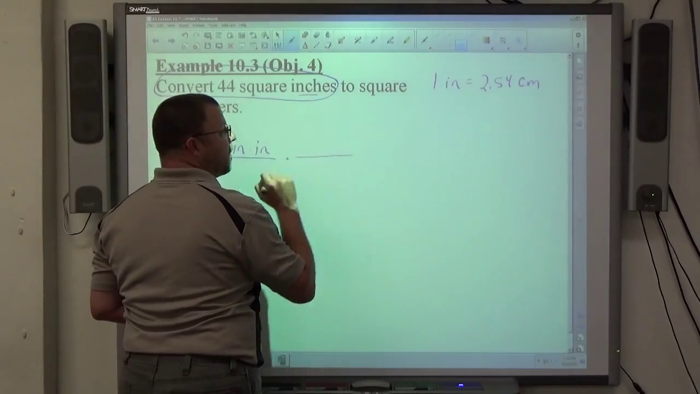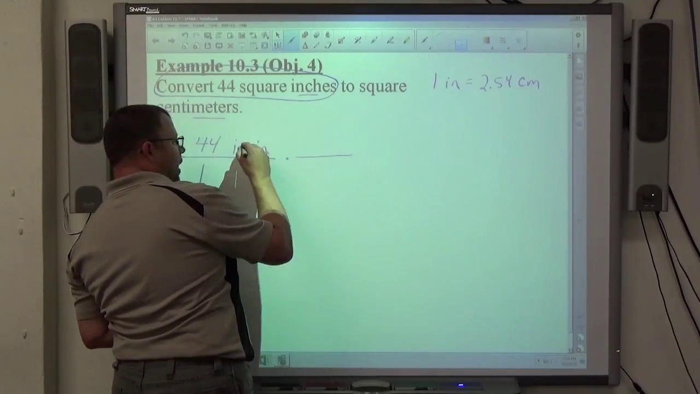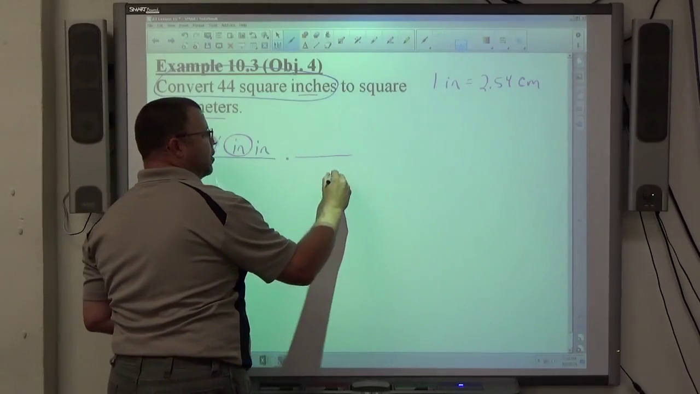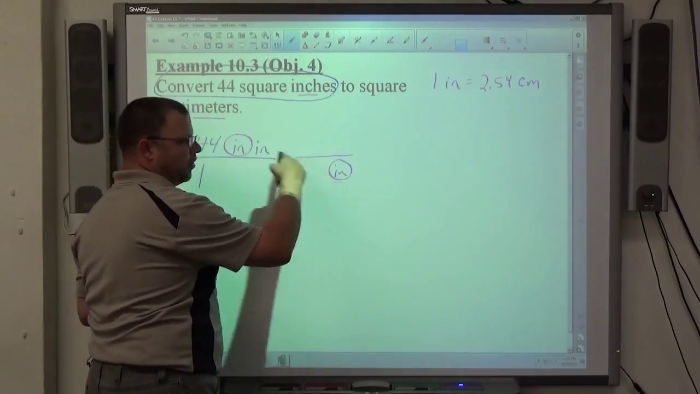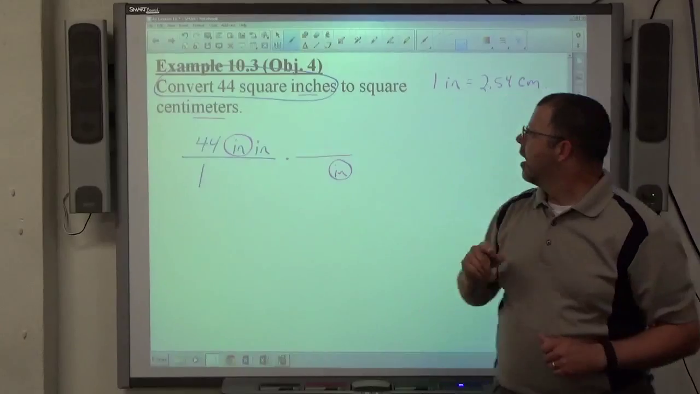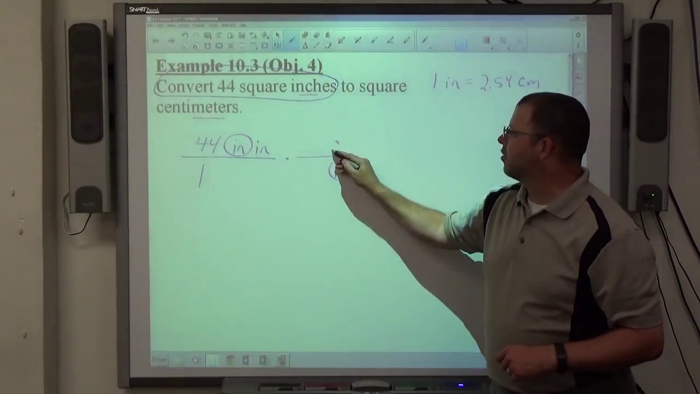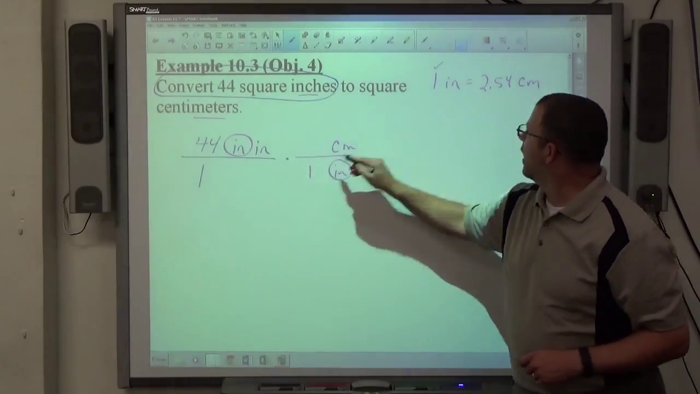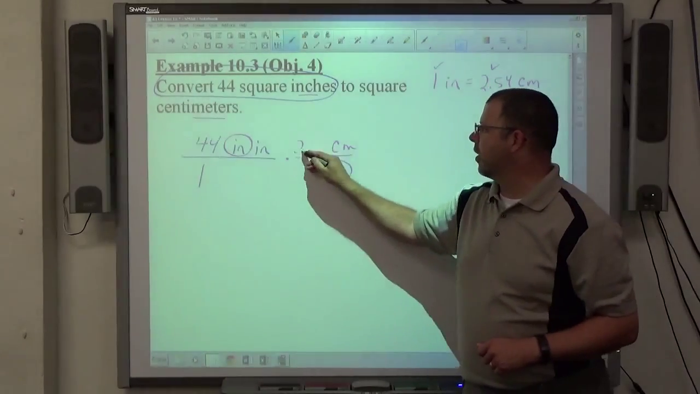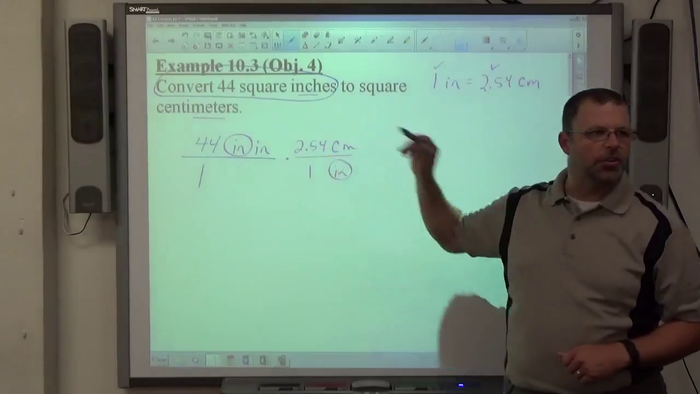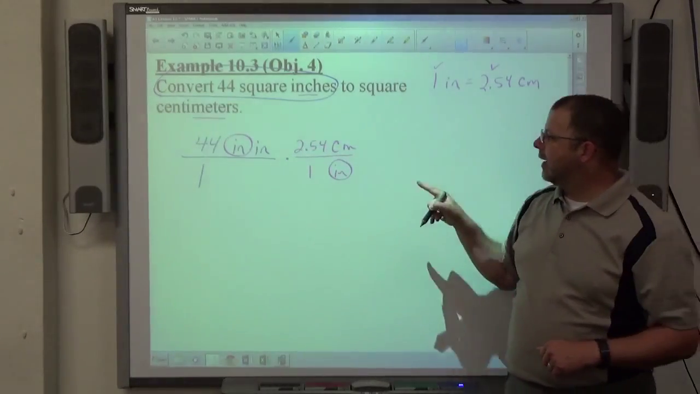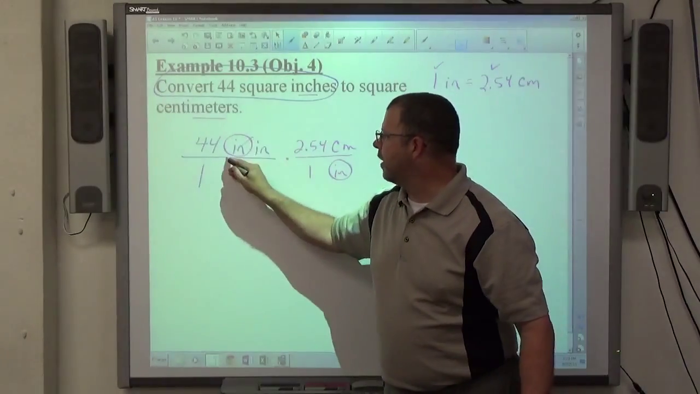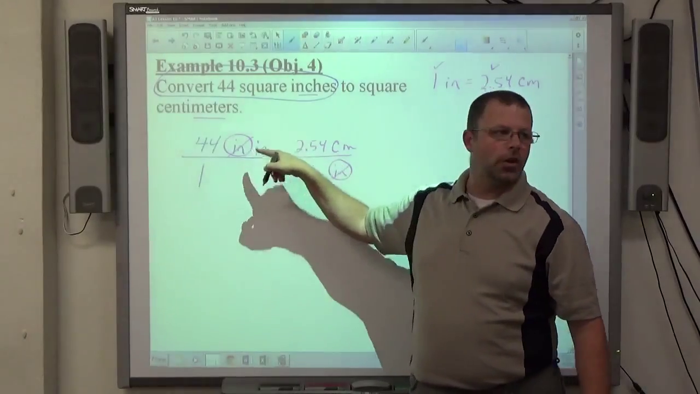So if I put one of these in here, currently I've got inches in the numerator. I need inches in the denominator for cancellation purposes. I need that to happen. And I'm trying to convert to centimeters, so I'm going to put centimeters in the numerator. 1 goes with inch, and 2.54 goes with centimeters. So I create this unit multiplier like this every single time. All that did was it took 1 unit of inch out of the problem and left the other unit of inch still in the problem.